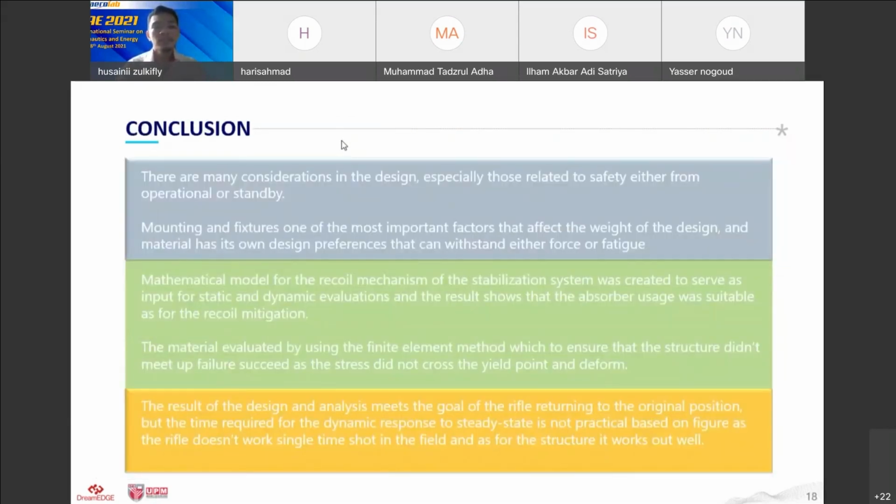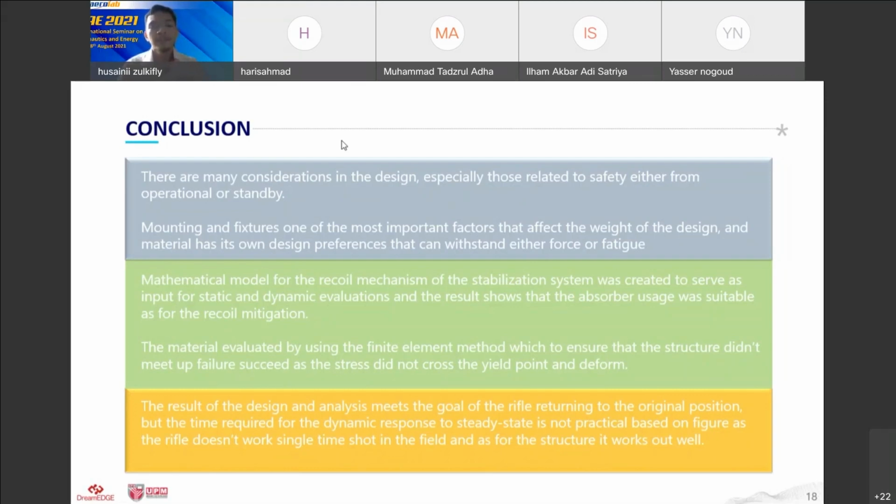So as for the conclusion, there are a lot of safety factors that need to be considered while designing and also in operation later. As for mounting also, there are a lot of things to consider because in the design, weight is the scariest part of the system. And as for the mathematical model and the final analysis, this is a preliminary design, so there are a lot of things that can be studied later.